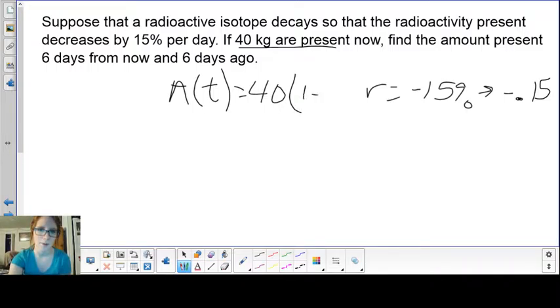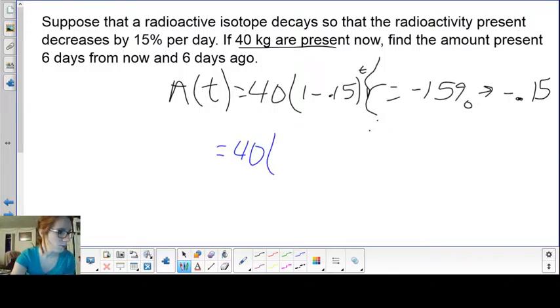I'm going to take 1 minus that because everything's 100% to the t. So I have 40 times, well, 1 minus 0.15 is 0.85.